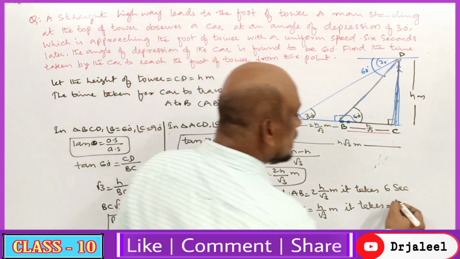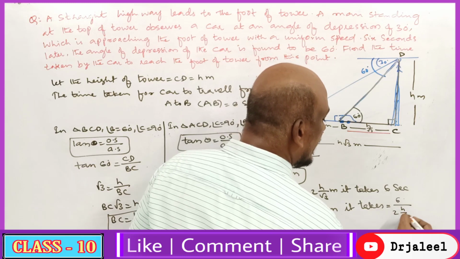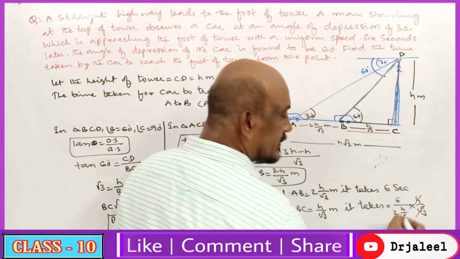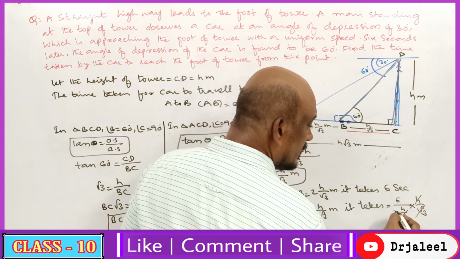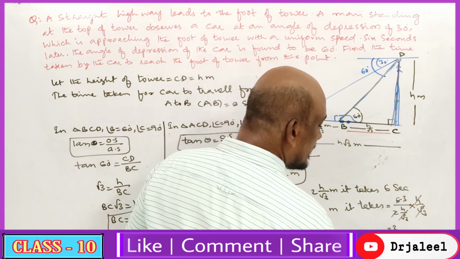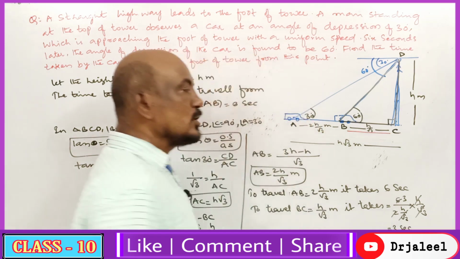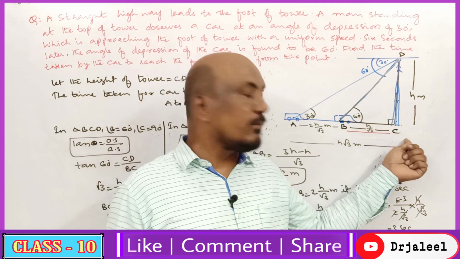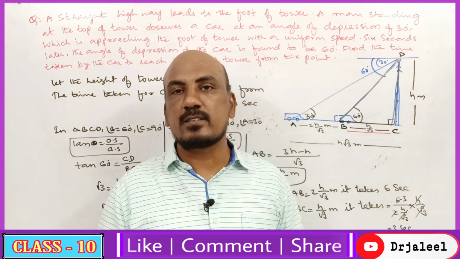Let's do the same way. 6 by 2 h by root 3 into h by root 3. h by root 3, h by root 3 cancel. 2 3s are 6. So how much is it? 3 seconds. So for the car to reach from this point to the tower, it takes another 3 seconds.